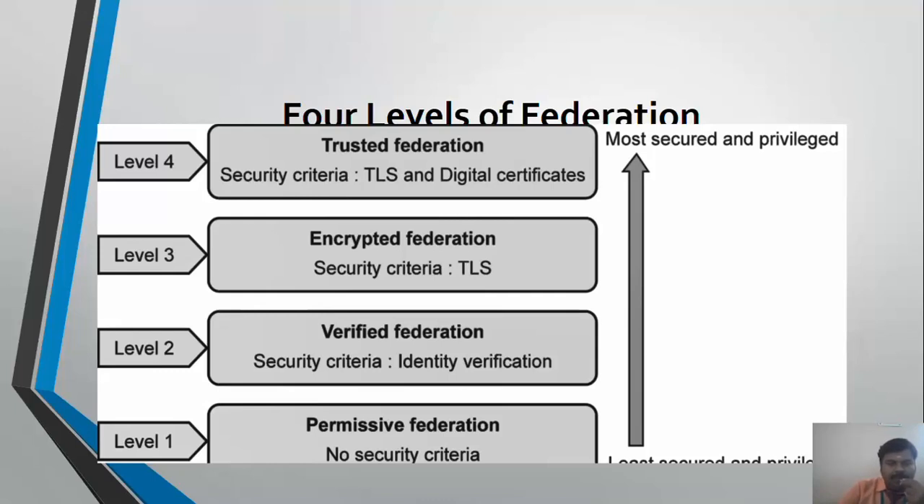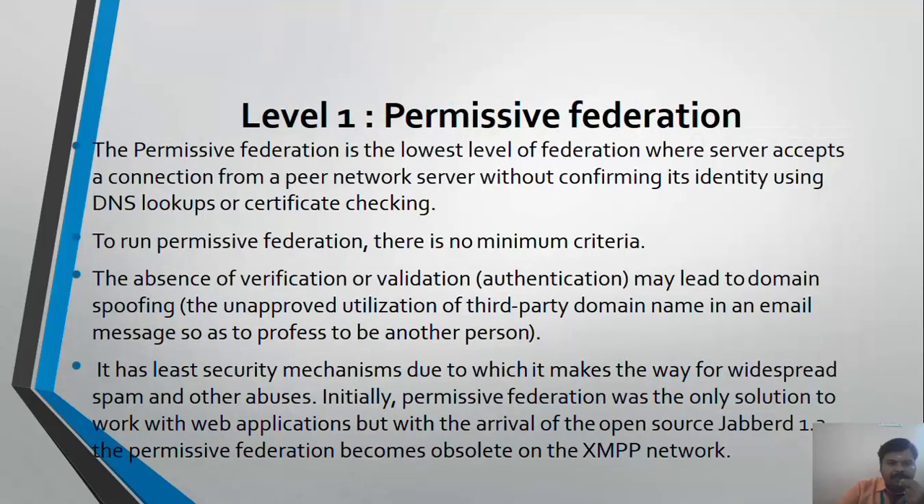So there are 4 levels of federations: Level 1, level 2, level 3 and level 4. Only the thing is, the security criteria is different in each and every level. So level 1 is a permissive federation.